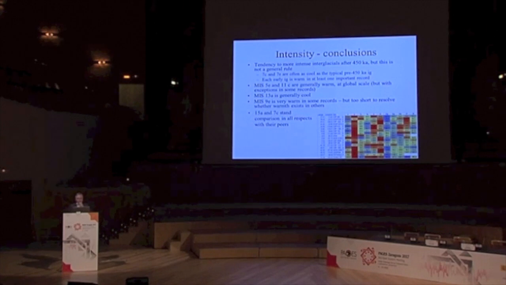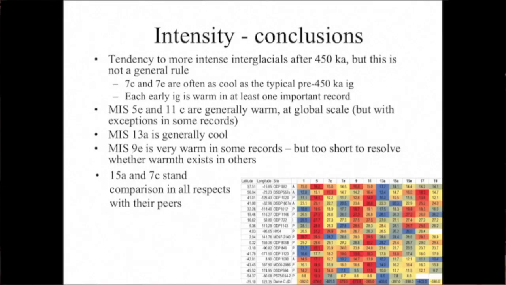So in general, what we learned is that MIS 5e and 11c are generally warm at global scale. That's to say there is warmth at some point in each of those that stands out compared to other interglacials. Stage 9 is also rather interesting because it is very warm in some records, but it's warm for a very short period. It's very sharp. And I think some of us have the feeling that stage 9 might actually have been a rather exceptional interglacial, but in most records we just don't have the resolution to see that. And I'm not sure whether we can get to that, but it's a challenge to people out there to get more well-resolved data for stage 9. It might turn out to be very interesting.